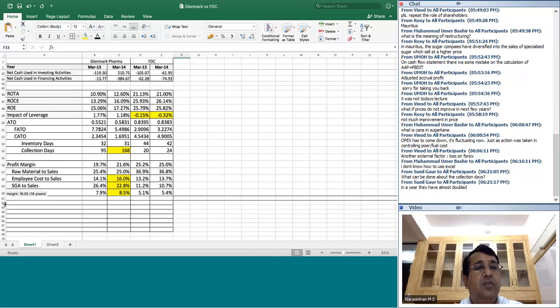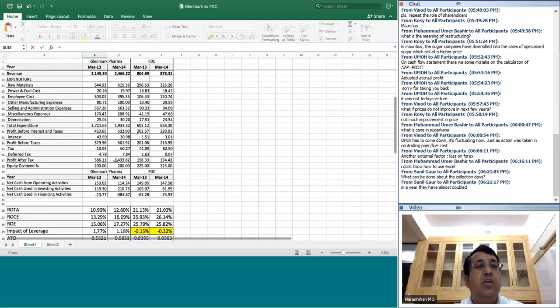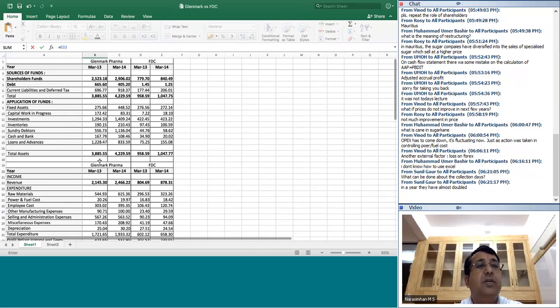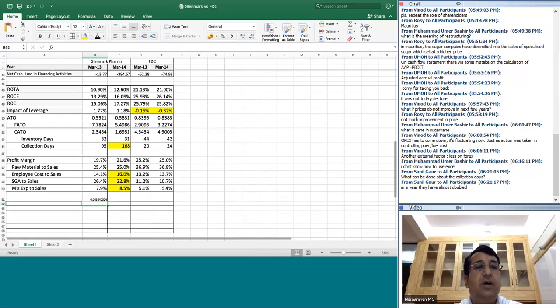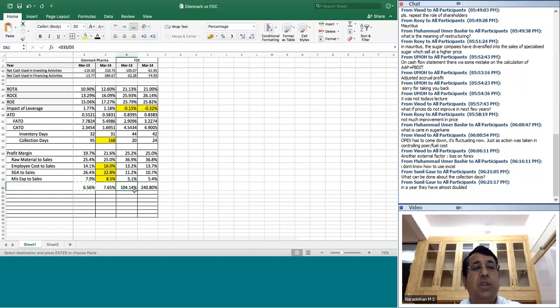The cost of debt, when you measure, how do you measure cost of debt? We say that interest cost divided by the debt. So we have, in a Glenmark case, it was 6.56, and then it has moved to 7.65. Whereas in the FDC case, it's all become 104 and 240.